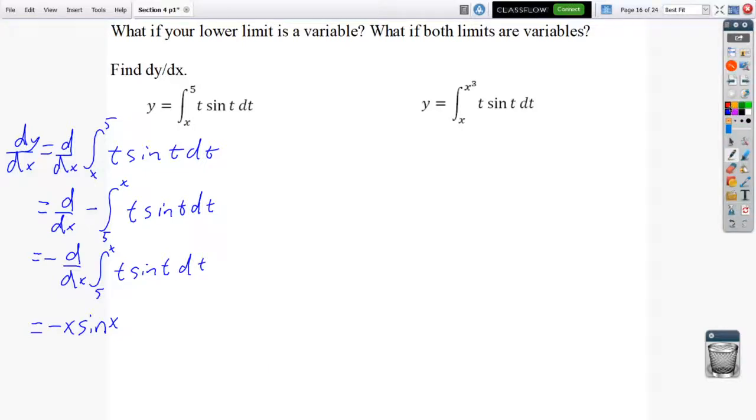I'm going to switch up colors so we can keep the problems separate. The second one's going to be in red.